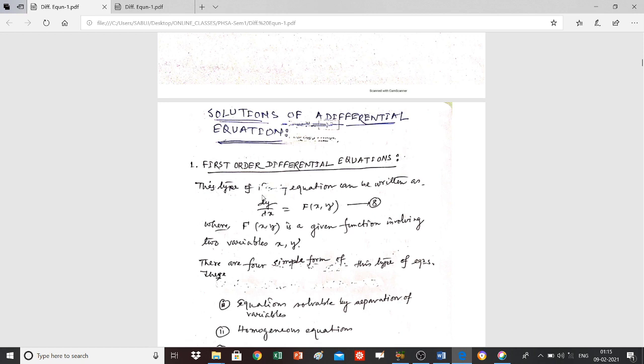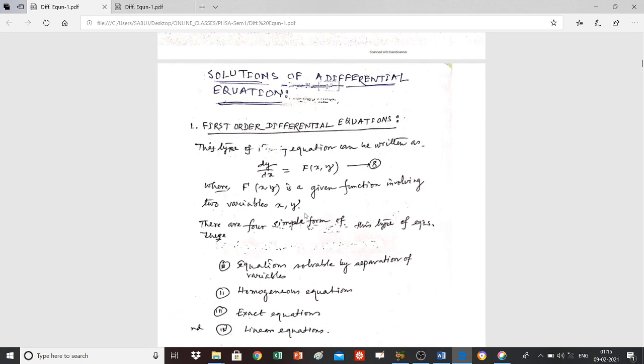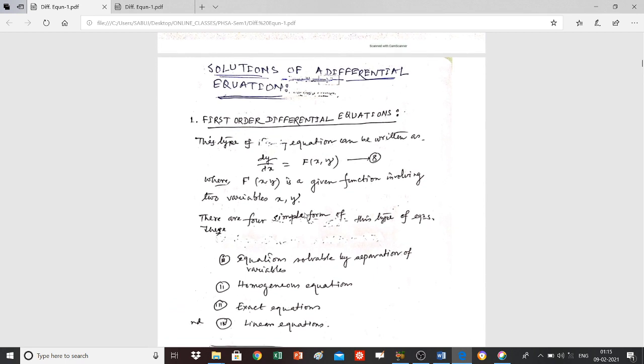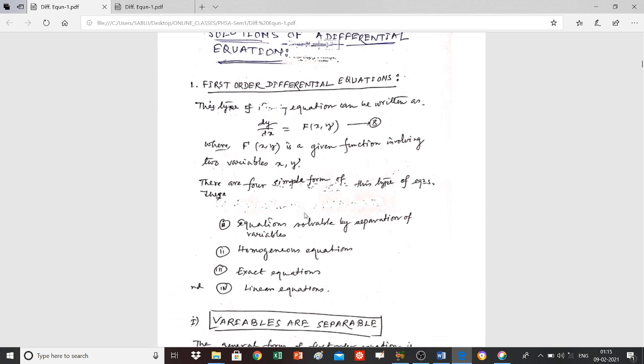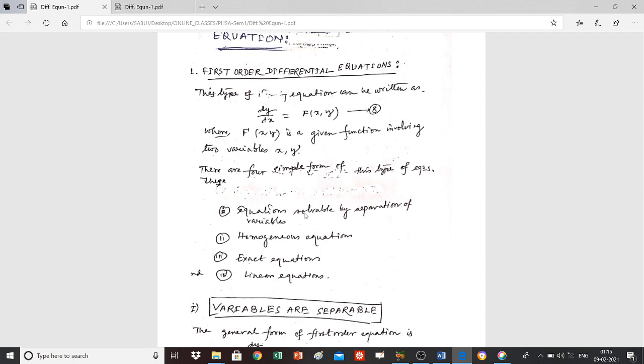Just remember that generally the first order differential equation can be represented by this equation, that is dy by dx is equal to f(x,y), where f(x,y) is a function of both x and y. Now we have to solve this equation, and the solution can be found by different methods, which are given here.